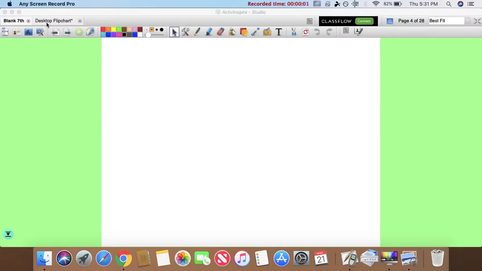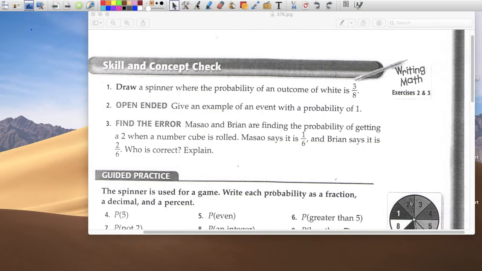Okay, let's try this again. Here we go. So draw a spinner where the probability of an outcome of white is 3/8.